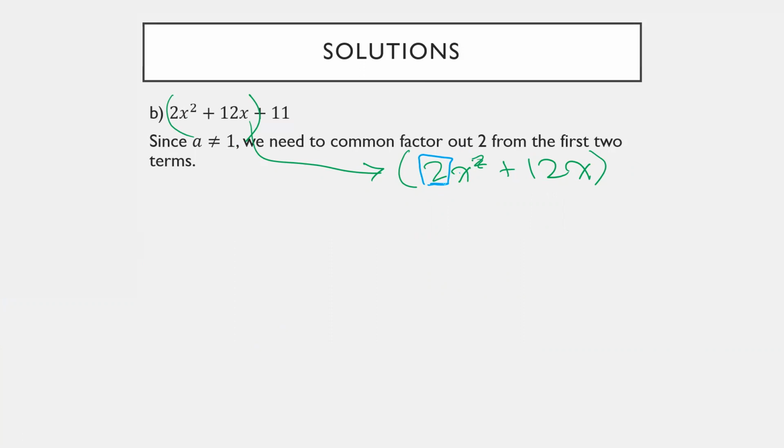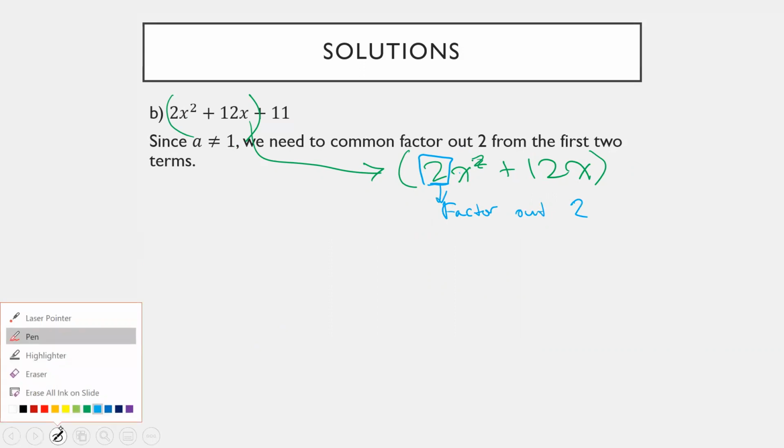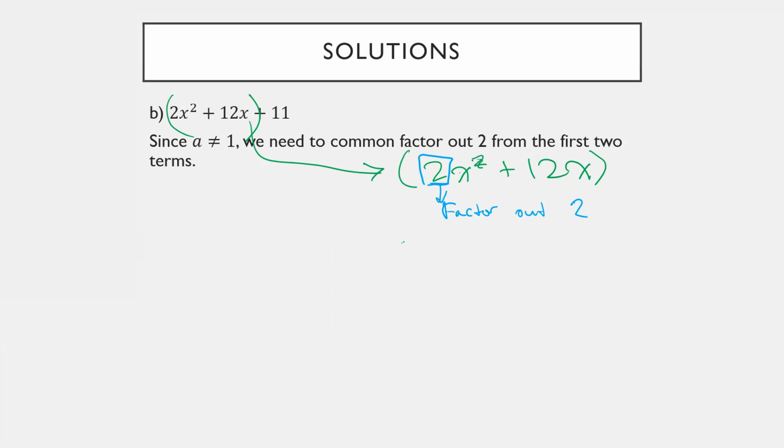So what we need to do in this case is factor out the 2. We need to factor out the 2 in order for it to then become potentially a perfect square trinomial, right? So we take out the 2, and then we end up getting x squared plus 6x. Now we look at this and say, could this potentially become a perfect square trinomial?